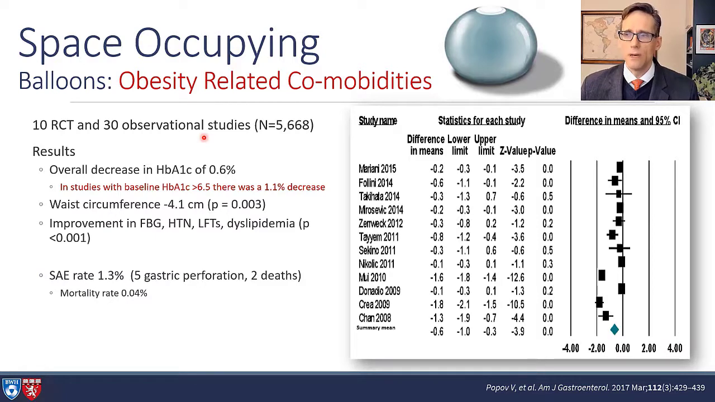Moving on to obesity-related comorbidity resolution. This is another meta-analysis looking at 10 RCTs and 30 observational studies with over 5,600 patients. There was improvement in HbA1c, a drop of 0.6% across the board, with a 1-point drop in those with abnormal blood glucose at the beginning of the studies. Waist circumference improved, and you saw improvement in fasting blood glucose, hypertension, LFTs, and dyslipidemia as well. The SAE rate here was 1.3%.